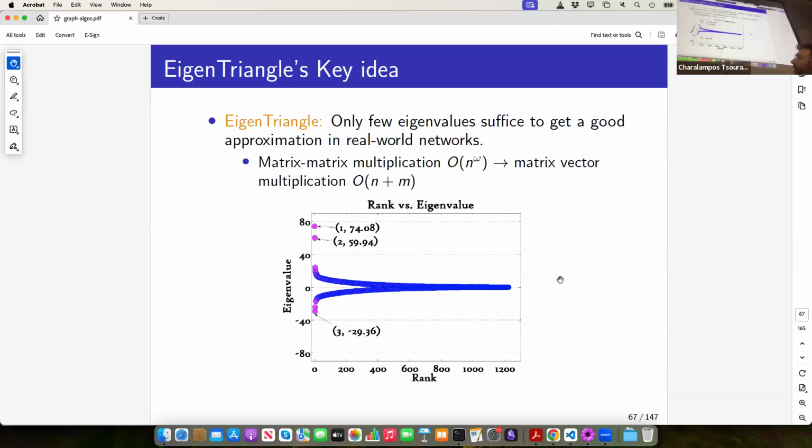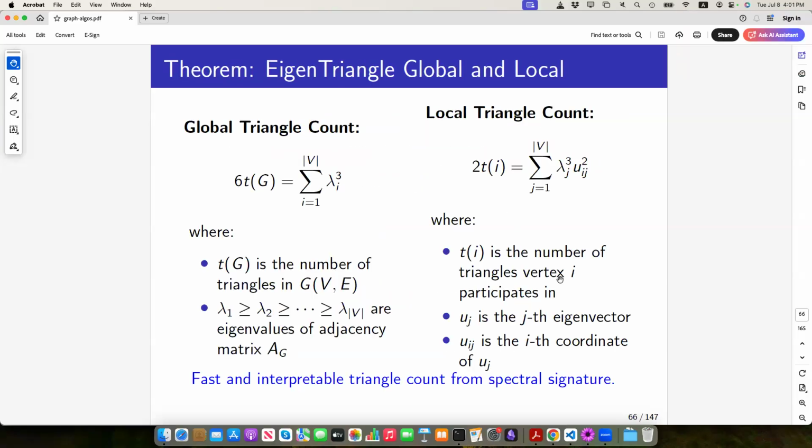So here you can see the spectrum of a toy data set, and you can see the top eigenvalue is 74.08, the second one is 59.94, the third one is minus 29.36. They're sorted in terms of absolute value. And then you can see that the rest of the eigenvalues are almost symmetric around 0. What does this suggest to you? That maybe, since we take the sum of the cubes of the eigenvalues, if most of the eigenvalues are symmetric around 0, and just a few of them are well detached from the rest, maybe if I take those few, I will get a good approximation.